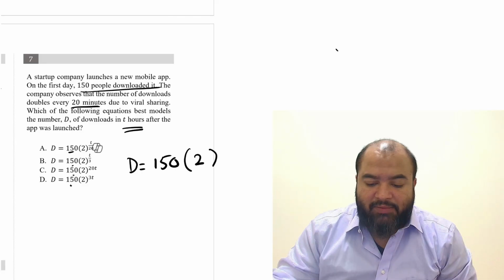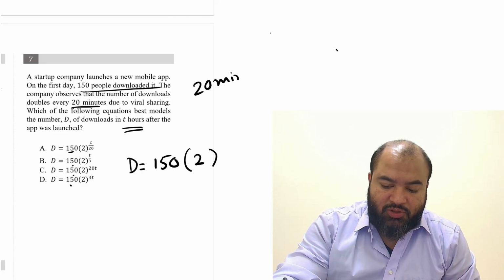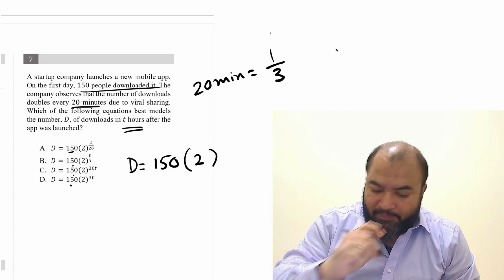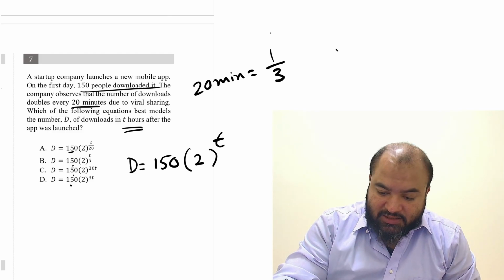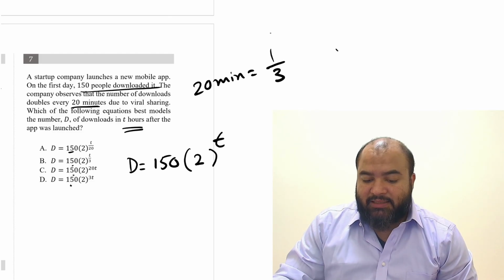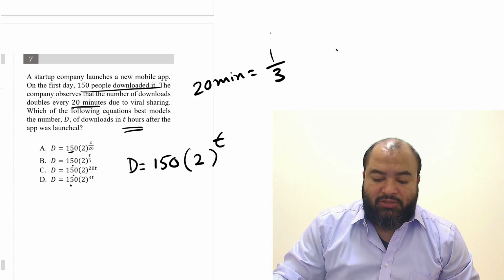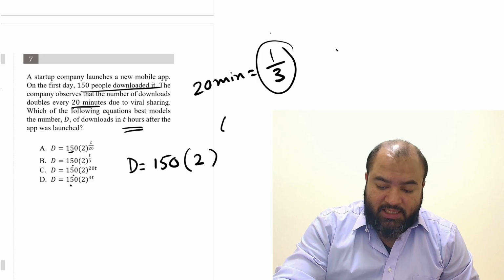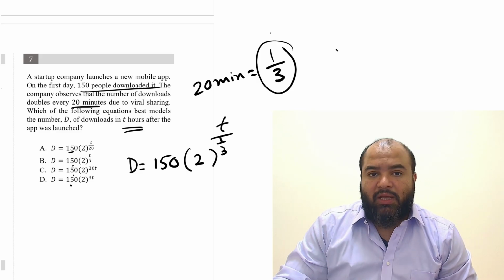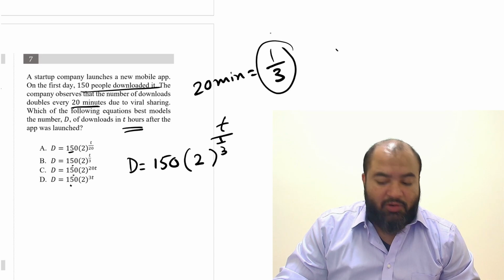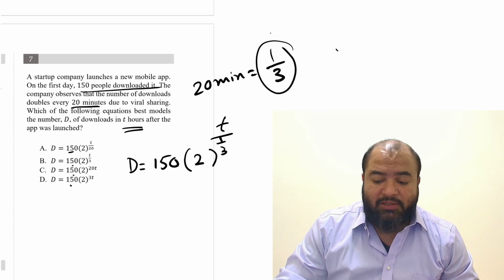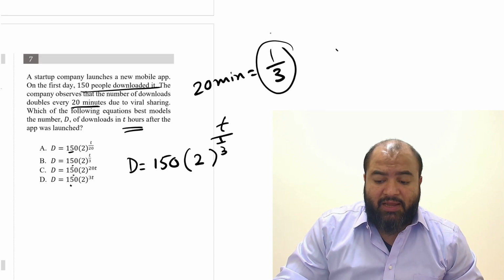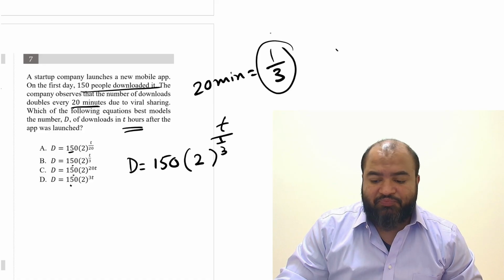So every 20 minutes means 1/3 of an hour. So if I say just T here, this will mean it doubles every hour. But they said no, it's not doubling every hour. So every 1/3 hour. So T over 1/3. If they say every 2 hours, I would have put T over 2. Every 30 minutes, T over 1/2, something like that.